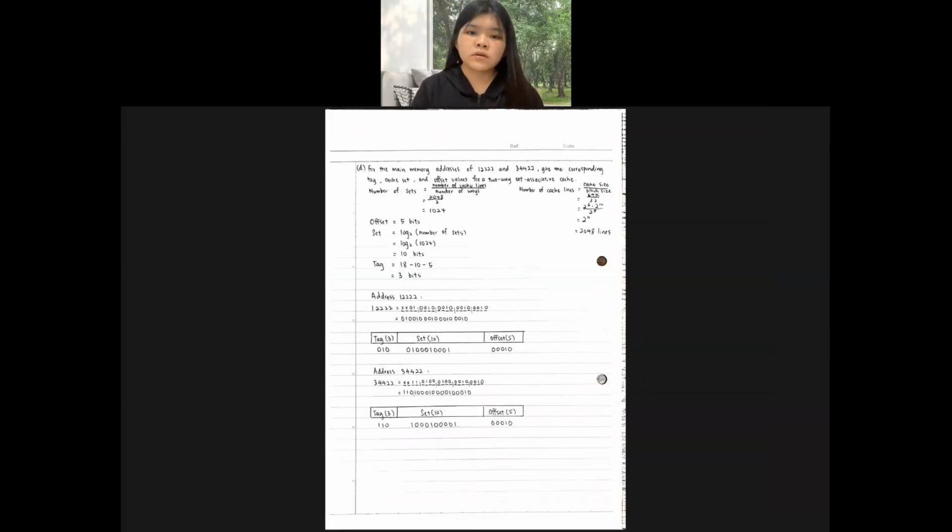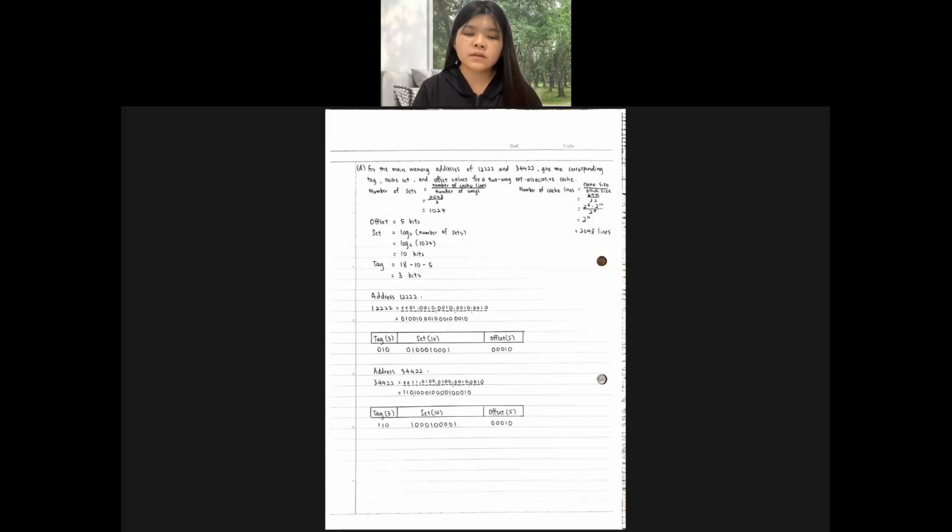And so for question D, for a two-way set associative cache, we are grouping the lines into sets, so we are finding the number of sets, which is equal to the number of cache lines divided by the number of ways. Since we do not have the number of cache lines, we need to use the formula to find the number of cache lines first, which gives 2048 lines. Then we put it into the formula, and we get 1024 for the number of sets.